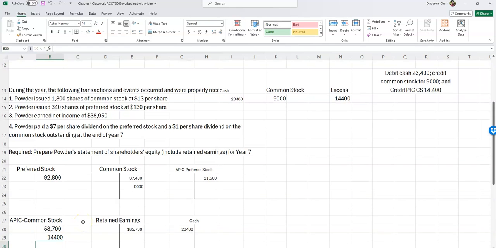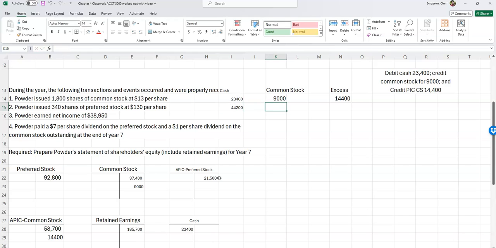All right, let's keep going. Powder issued 340 shares of preferred stock at $130 per share. So let's do the same thing. For my preferred stock, to figure out how much money I got, that's going to be 340 shares times 130. That's how much cash I got.